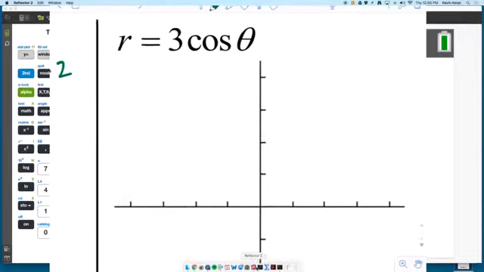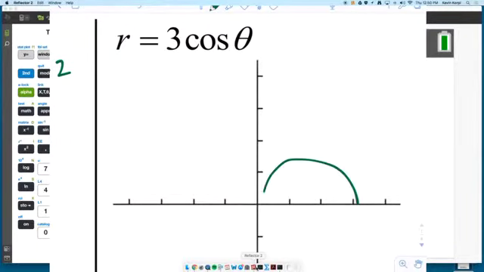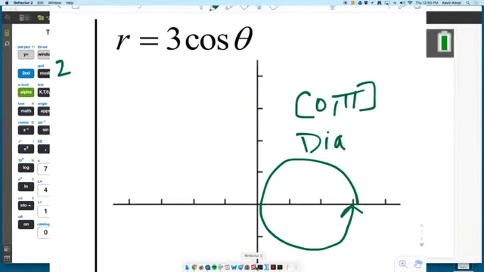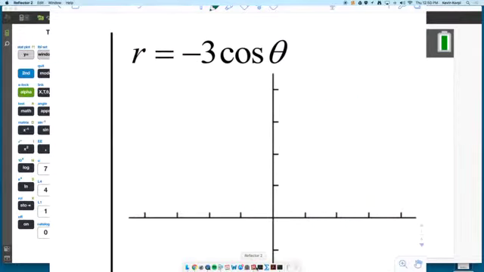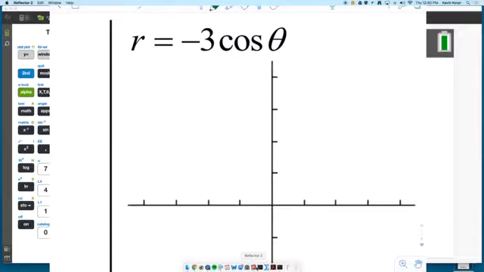3 cosine of theta. Guess what it's going to look like? Right. It's going to trace out once from 0 to pi, and it's going to have a diameter of 3. And because it has cosine, it's going to have x-axis symmetry. Cosine is x. X-axis symmetry, polar axis symmetry, same thing. All right, what if I have -3 cosine of theta?